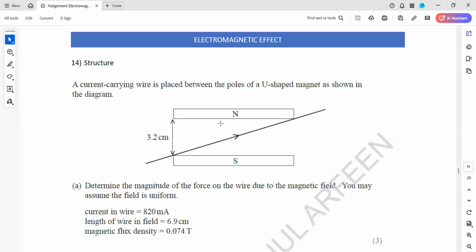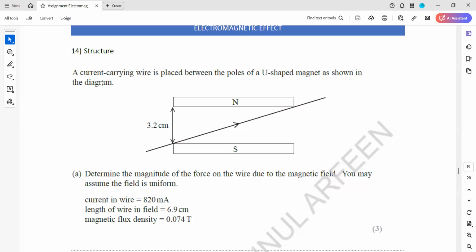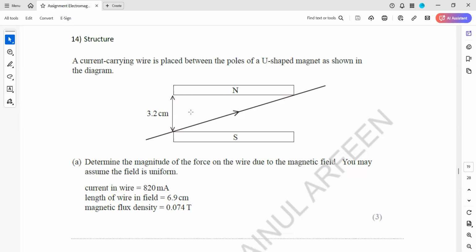So, electromagnetic effect, question 14. A current carrying wire is placed between the poles of a U-shaped magnet, as you can see here. 3.2 is the spacing between the two magnetic poles. Determine the magnitude of the force on the wire due to a magnetic field. You may assume that the field is uniform. The current is 820 milliampere.